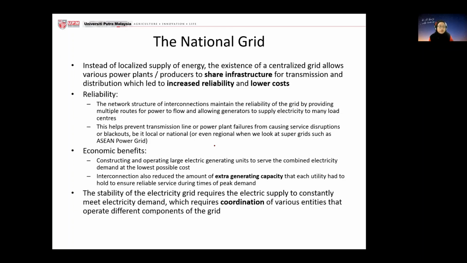And lastly, the stability of the electricity grid requires that the electric supply constantly meets electricity demand. Okay, and this requires coordination of various entities that operate different components of the grid.